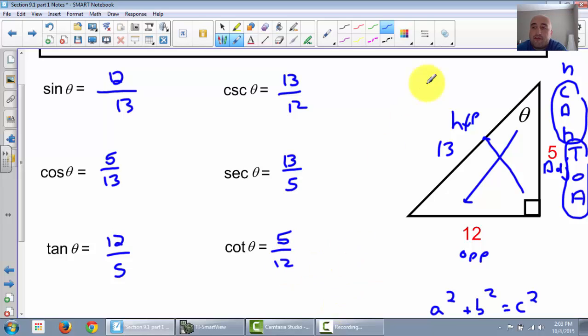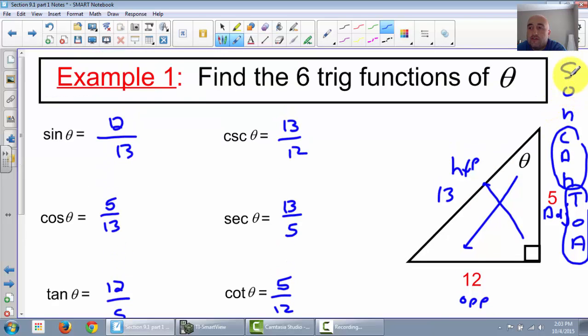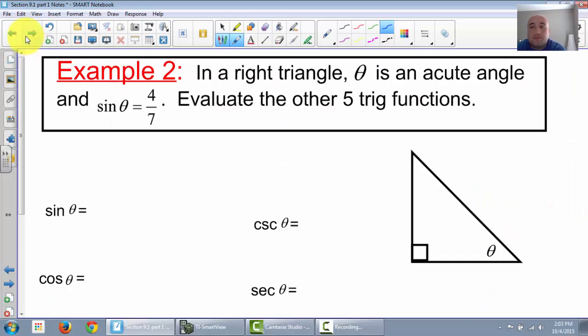Okay, so you have to find the missing side first, and then you do your 6 trig functions based off of SOHCAHTOA. All right, so let's try example 2. It says, in a right triangle, theta is an acute angle and has a sine of 4/7. So they're telling you that the sine is equal to 4/7. And don't forget that sine is equal to opposite over hypotenuse. Okay, so we know 2 of the side lengths of our triangle based on this.